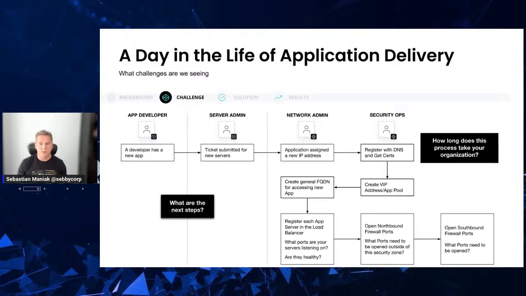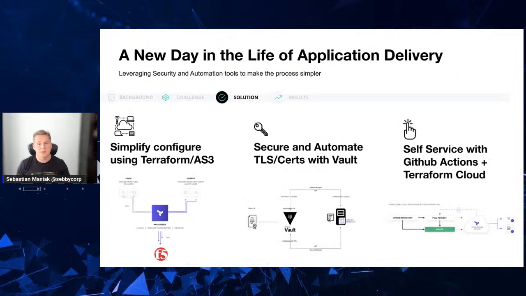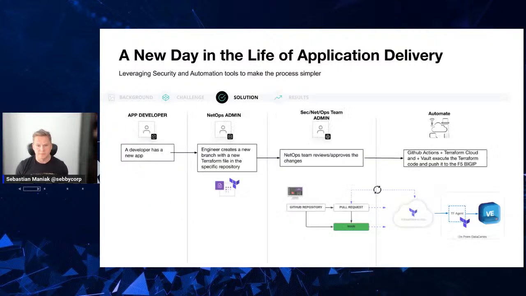And what I'm here to tell you about is how we can make this process simpler. To make this simpler, we're going to be simplifying the configuration using Terraform. Terraform is infrastructure as code where we can build code to apply changes to an F5 Big IP using AS3 inside of the F5. Then we'll be using the Vault PKI engine to automatically generate certs into the code. And then we're going to be using GitHub Actions and Terraform Cloud to provide this self-service deployment itself.